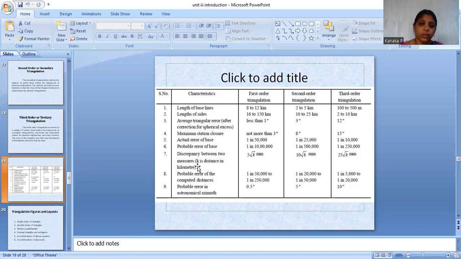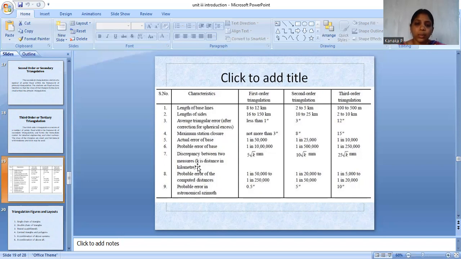K is the distance in kilometer. So first one is 5 root K, 10 root K, 25 root K. So probable error of computed distance: 1 in 50,000 to 1 in 250,000. So for second order triangulations, probable error of computed distance 1 in 20,000 to 1 in 50,000. So next one, third order triangulations, is 1 in 5,000 to 1 in 20,000.